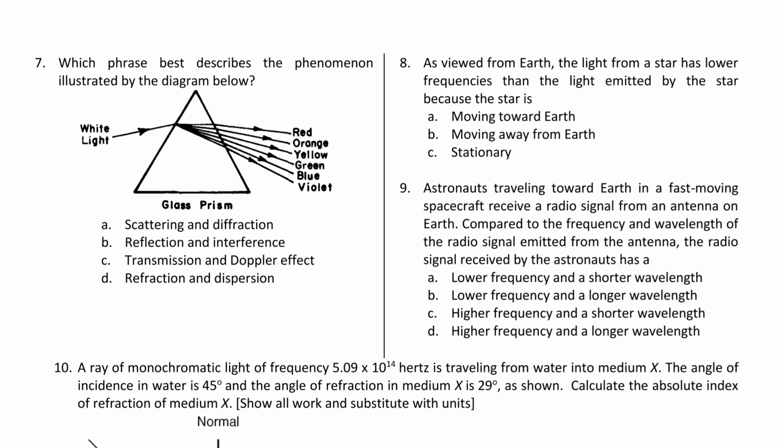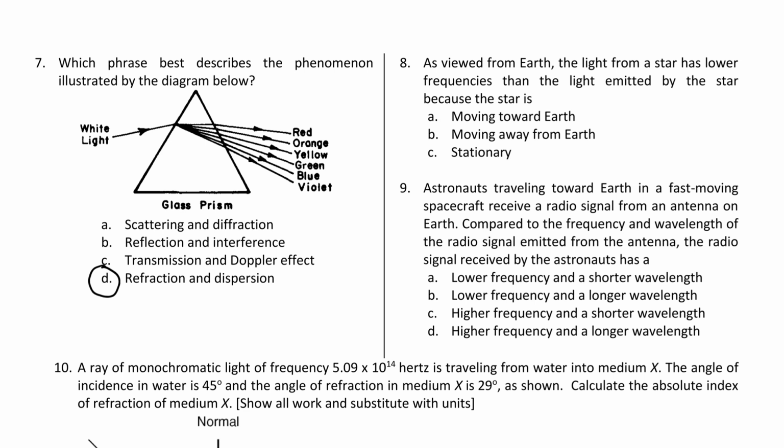So this is a special case of refraction where the white light disperses into different frequencies of light, because all the different frequencies of light refract different amounts. So it kind of spreads it out. It disperses it. Number 8, as viewed from Earth. So now we're getting into Doppler effect. As viewed from Earth, the light from a star has lower frequencies than the light emitted by the star. It's saying the light is being emitted by the star, but from Earth, the light has a lower frequency than what it is actually emitting.